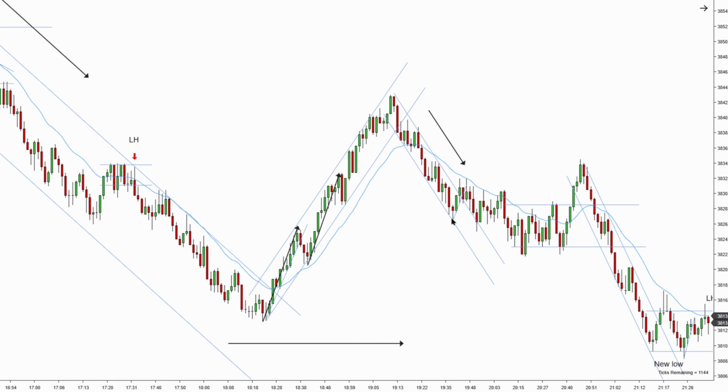So I'm going to reset the count. And I have only first entry short before we reach a new low. And now we have a new low of the downtrend. I can't really take second entry short here.